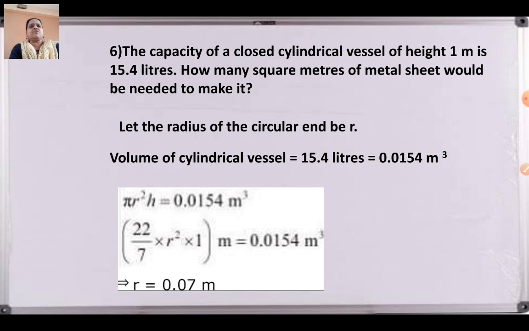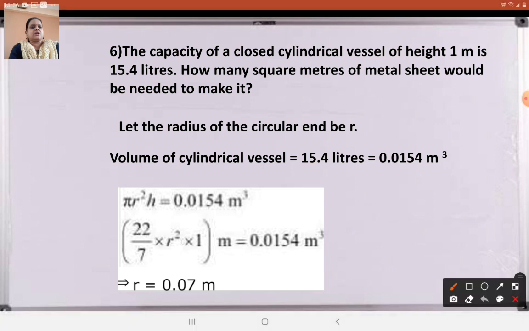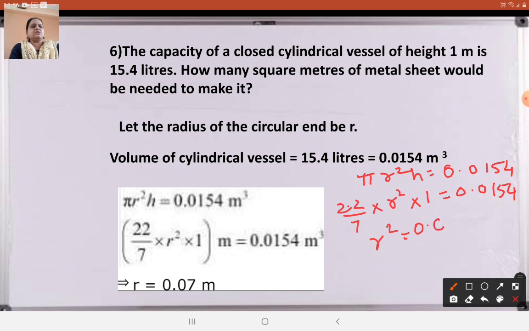So what is the formula for volume of a cylindrical vessel? Pi r square h. Correct? So here pi r square h is equal to 0.0154. Now substitute the values. 22 by 7 into r square into height is 1 equal to 0.0154. So r square equal to what? 0.0154 multiply by 7 upon 22.